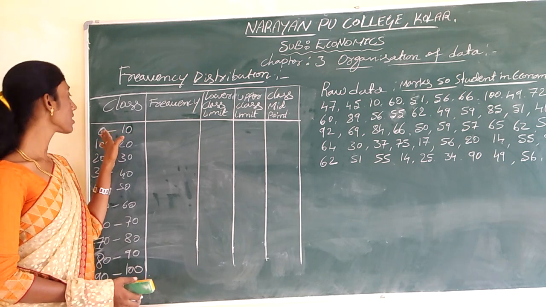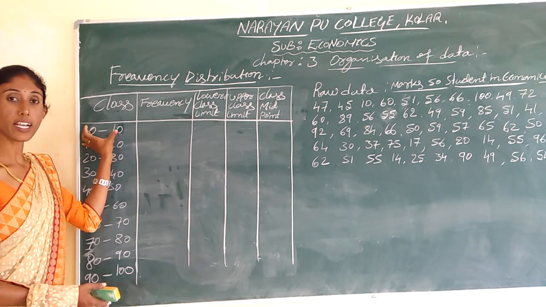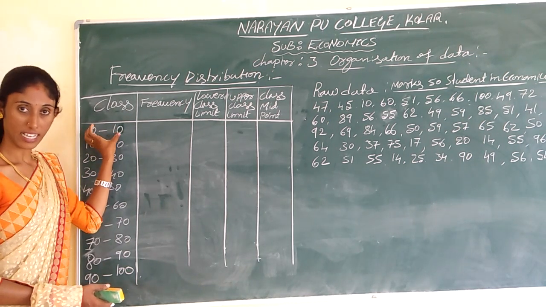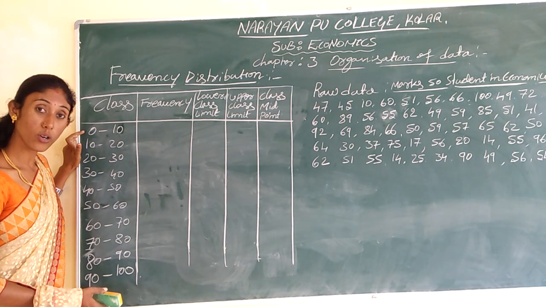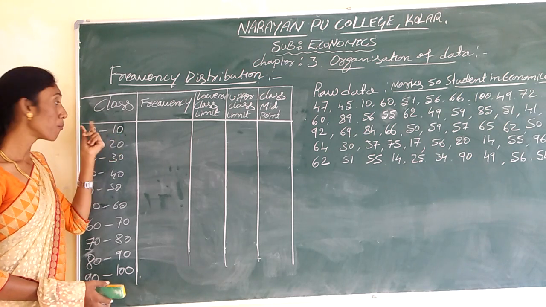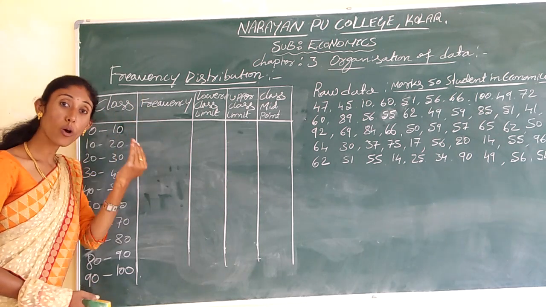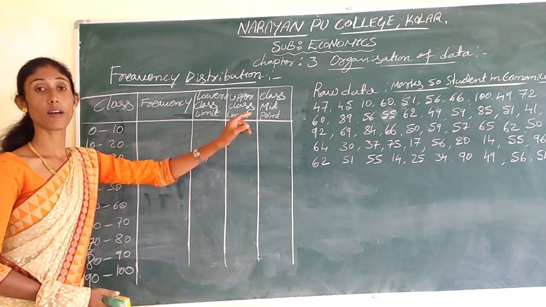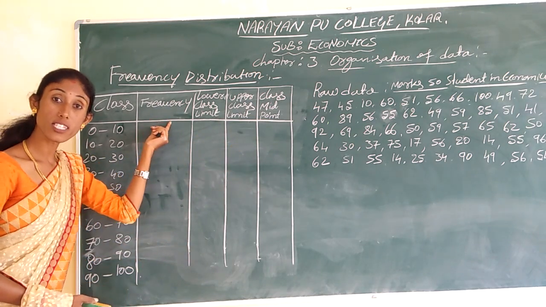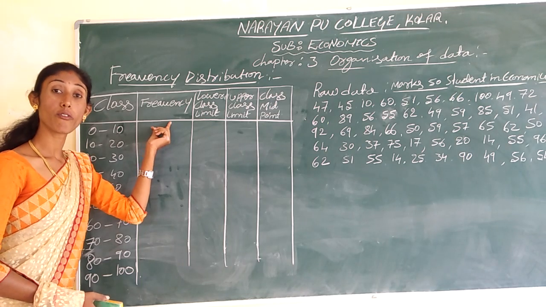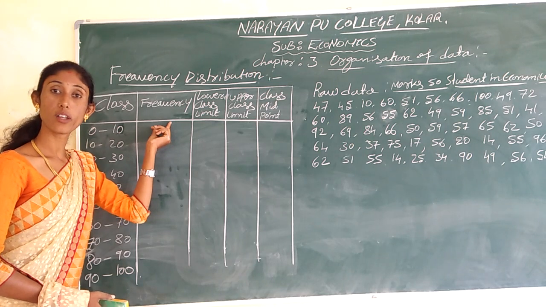Then between this 0 to 10, class limits mean the lower limit and the upper limit. The two ends of the class are called class limits. Here in the first class, the lower limit is 0 and the upper limit is 10. Between 0 and 10, meaning above 0 and below 10, how many students have scored the marks? That value will be considered as the frequency.